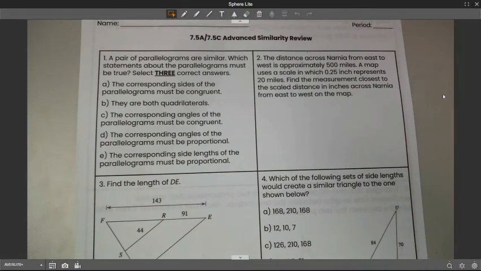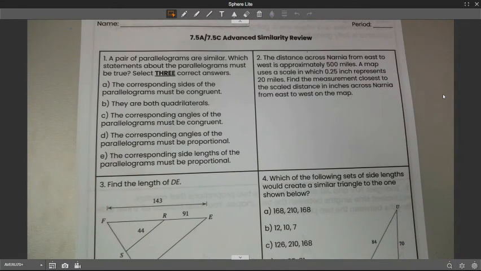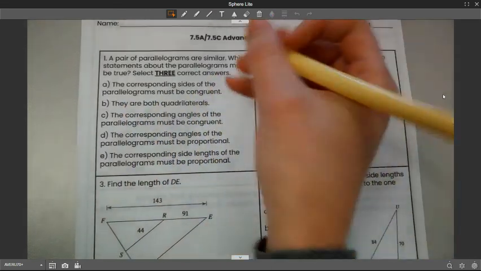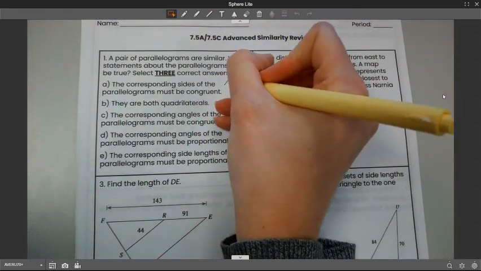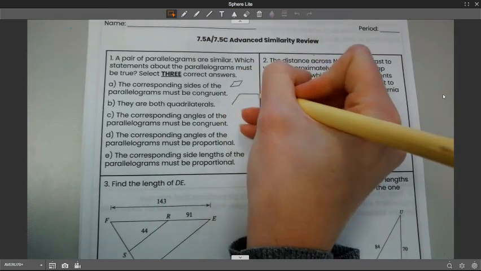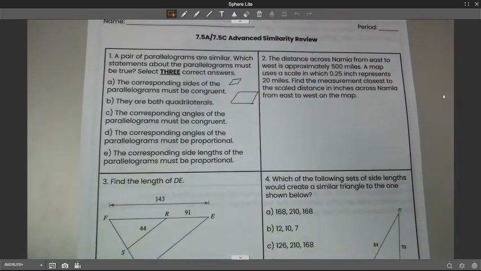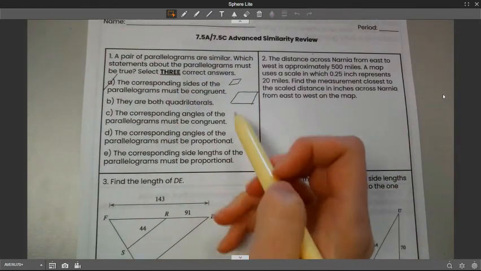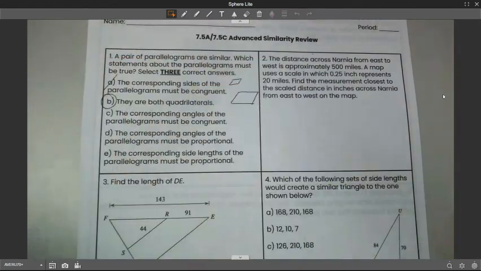Okay, so a pair of parallelograms are similar. Which statements about the parallelograms must be true? Select 3 correct answers. The corresponding sides of parallelograms are congruent. So if they're similar, it means we're going to have one smaller one and one larger one. So the sides are not going to be congruent. They're both quadrilaterals. Well, they're both parallelograms. So, yep, they're both quadrilaterals.